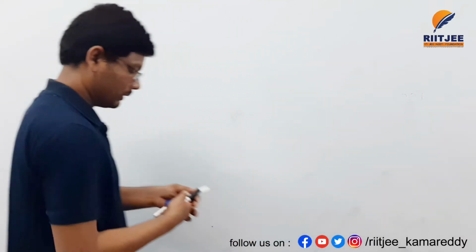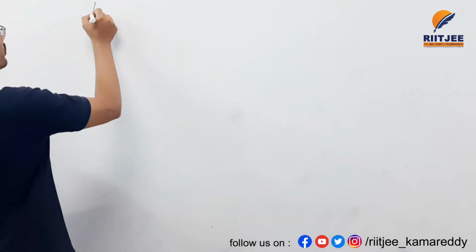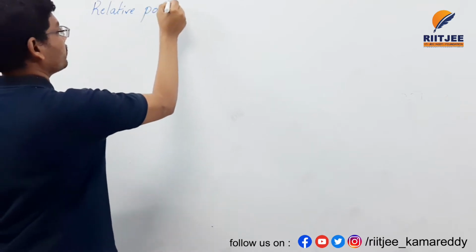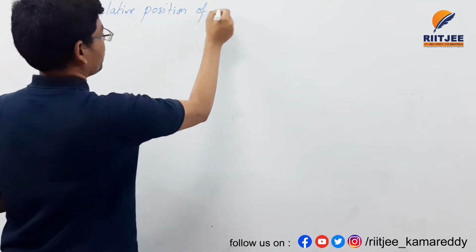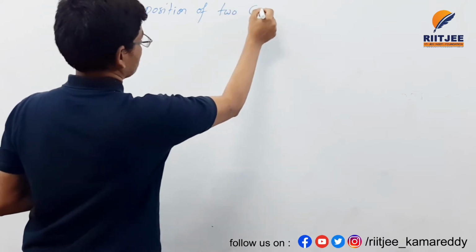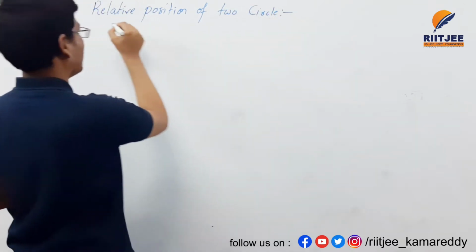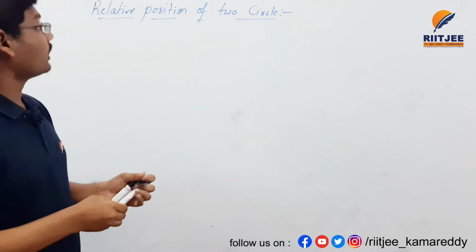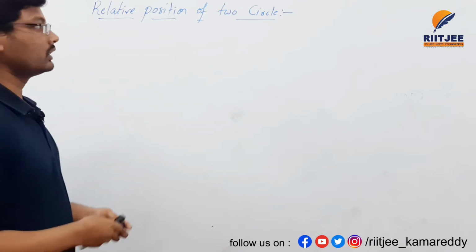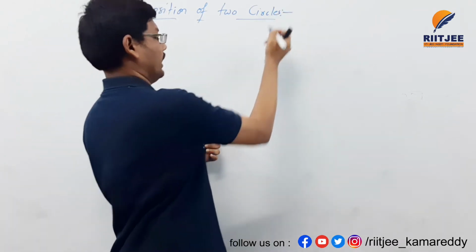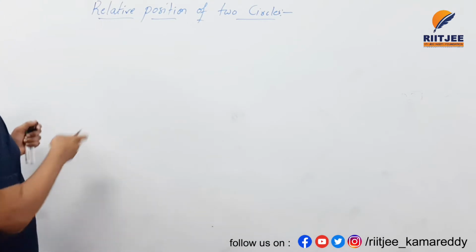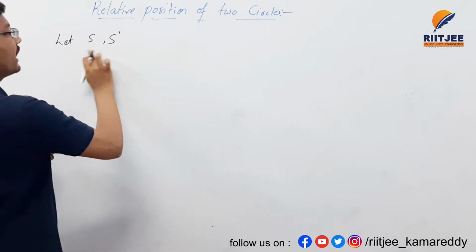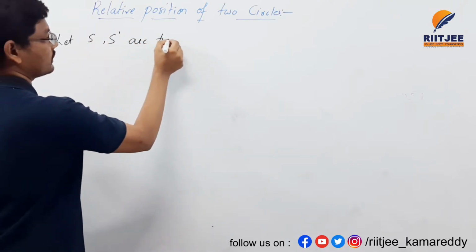The topic name is relative position of two circles, and let the relative position of two circles here, two circles, and let S1, S, S dash are two circles.